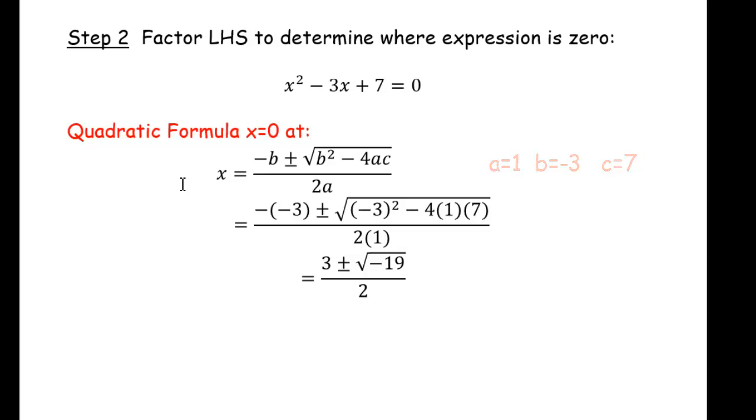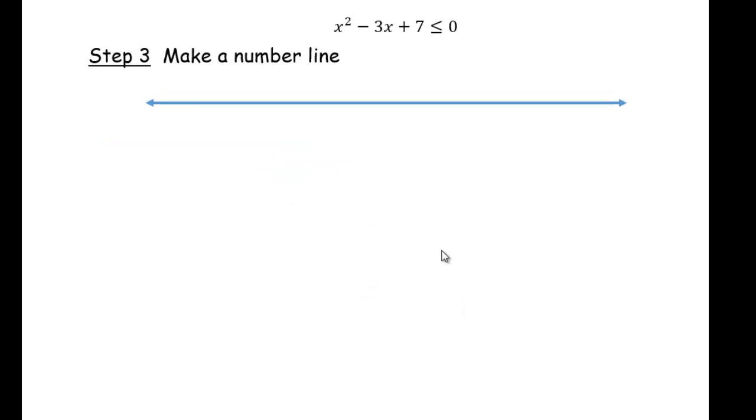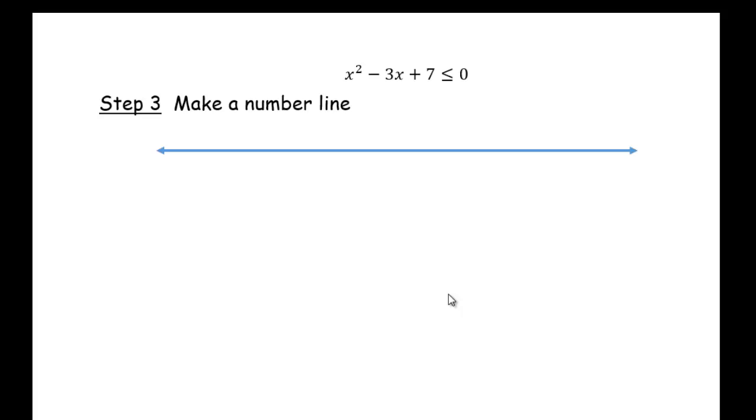I put all those numbers in, and I see that I do not get a real root. The square root of -19 is a complex number, so that means that there are no x-intercepts. If we graphed this parabola, it would never intersect the x-axis. So there are no points to plot on the number line. Here's my number line. There's nothing to plot. Okay, that's all right. It makes it easier.